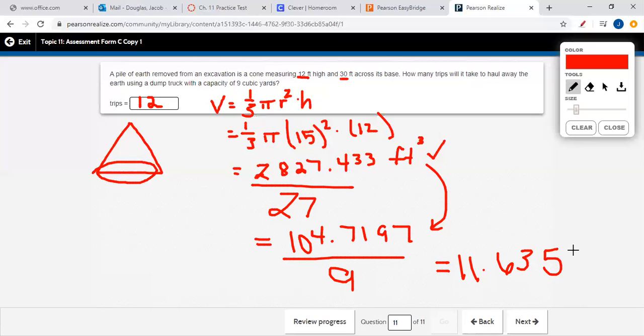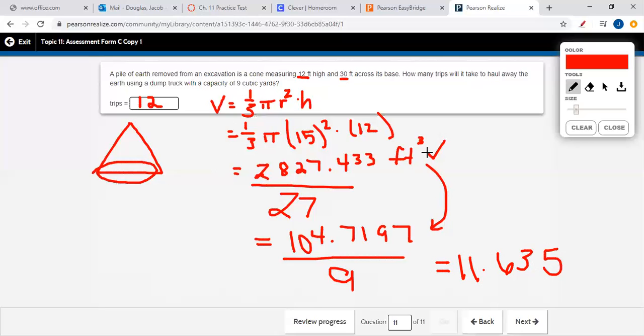Let me go back. I want to recap this just in case there's still some confusion. On test Form A, number 1, you're going to find the volume of this using the volume of a cone, which is where we got this number right here. From there, you're going to convert this into cubic yards, because we're going to come back and divide by cubic yards to get our final answer.